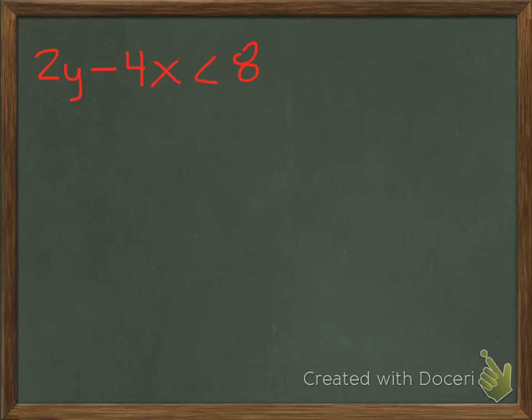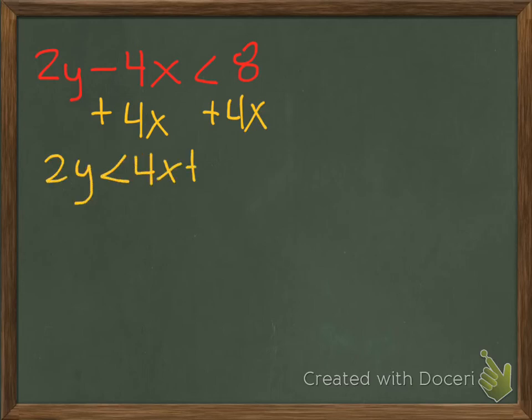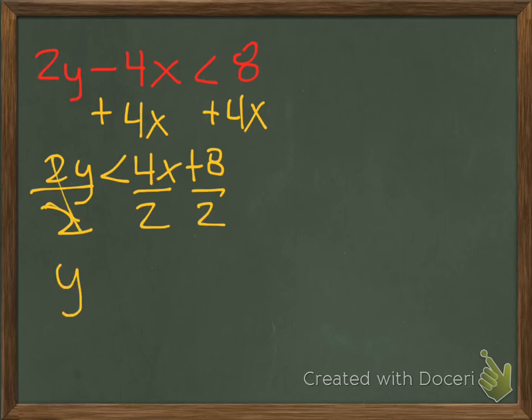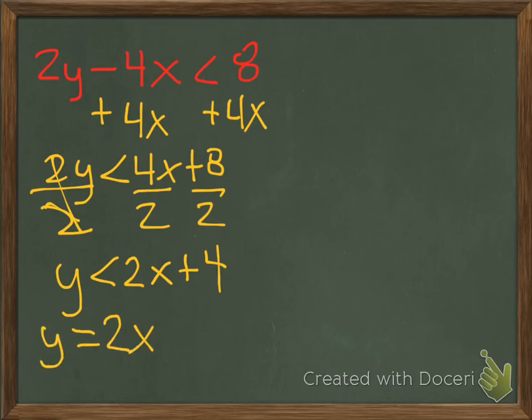Next one is not in slope-intercept form, so we need to make it into slope-intercept form first. We're going to move the x term over. So I get 2y is less than 4x plus 8. Still not totally in slope-intercept form, so we're going to divide by 2 to get y by itself. So y is less than 2x plus 4. Now we have it in slope-intercept form, so we're going to graph y equals 2x plus 4.